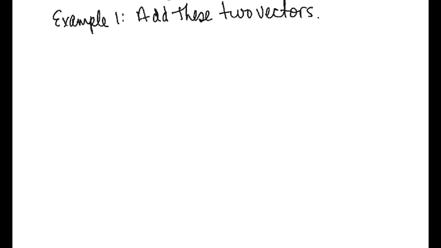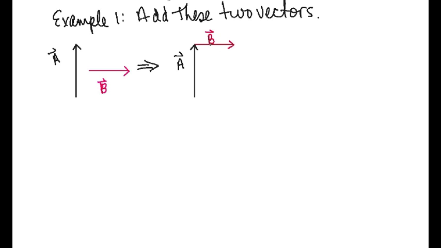As the example says, add these two vectors. And there are the vectors, A and B. And we place the tail of B at the head of A. And again, notice neither the length nor direction of either vector has been altered. And we draw the resultant from the tail of the first to the head of the last one. And we give it the symbol R.